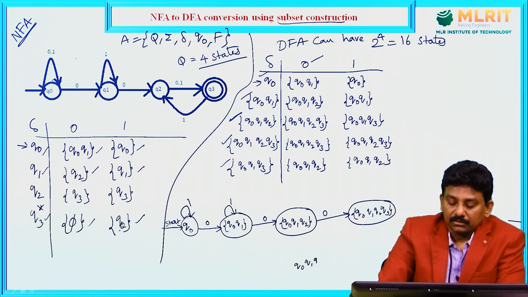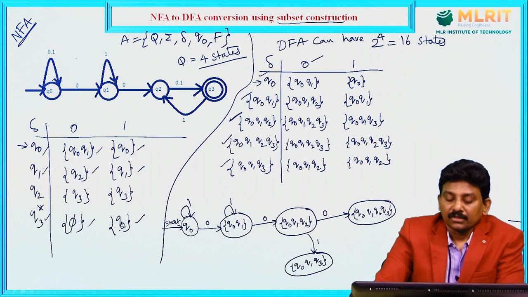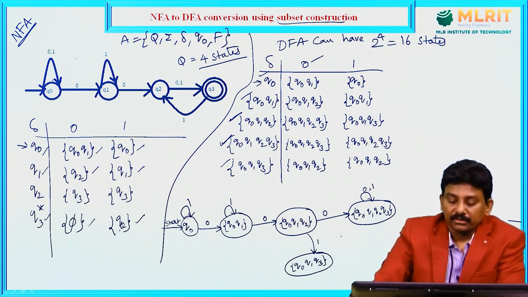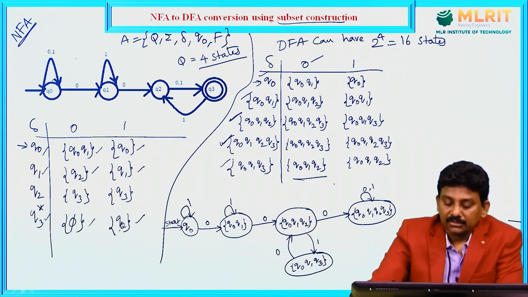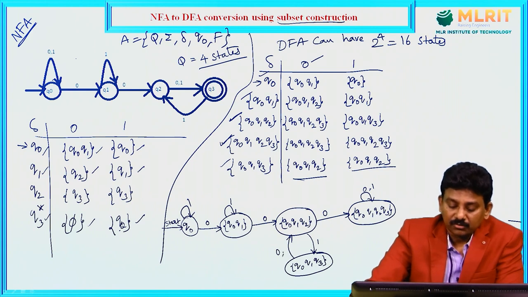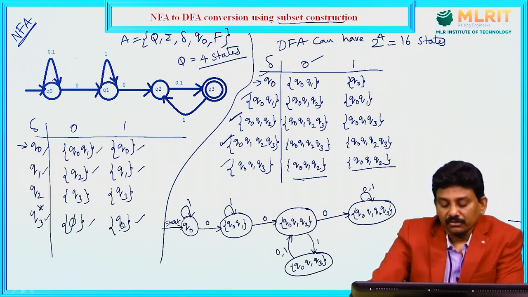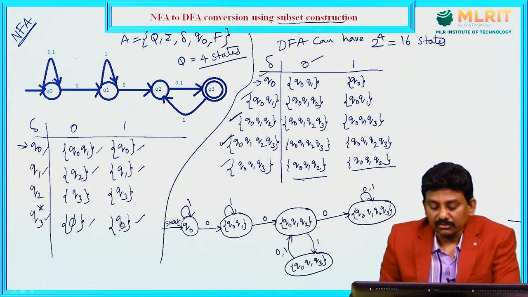Next Q0 Q1 Q2 Q3 on 0 going to itself, on 1 also the same state, a self loop with 0 comma 1. Next Q0 Q1 Q3 on 0 going to Q0 Q1 Q2. Q0 Q1 Q3 on 1 also going to the same state Q0 Q1 Q2, so 0 comma 1. For 0 or 1 we are going to Q0 Q1 Q2 from Q0 Q1 Q3.